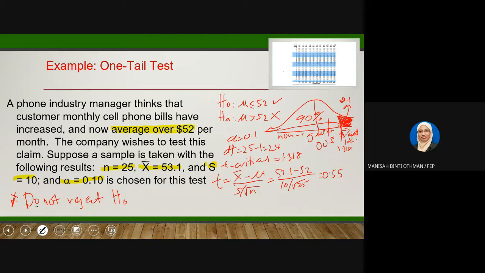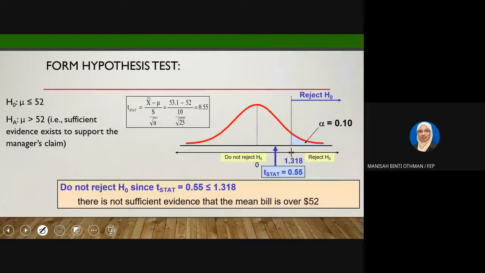So based on this sample of 25, we conclude that the average phone bill is not over 52. In statisticians' words, we say that we don't have sufficient evidence that the bill is over 52, because we do not reject the null hypothesis.